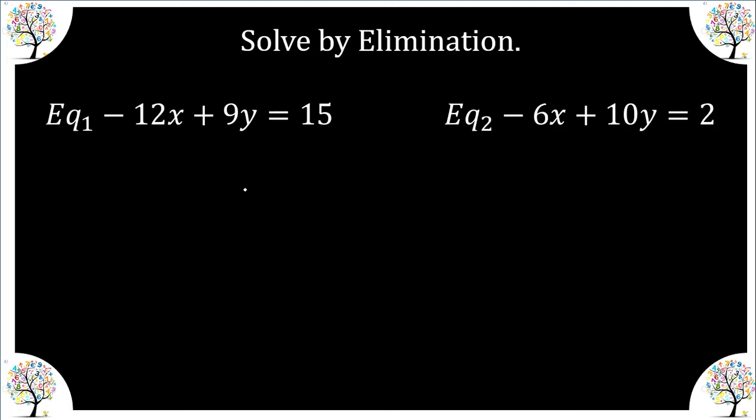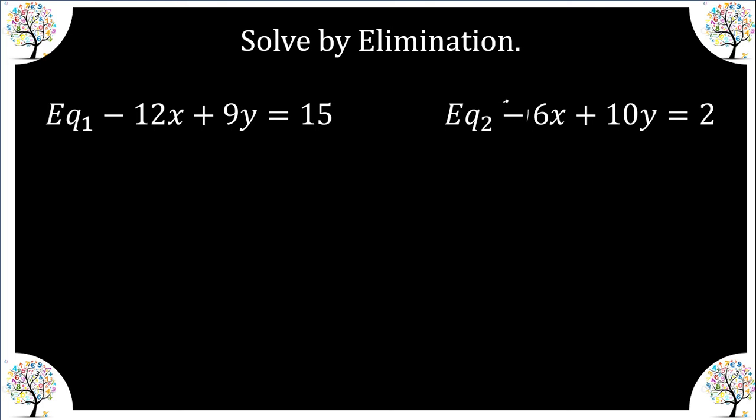Now let's use the method of elimination. We need a pair of opposite variables. We have negative 12x, a 9y, a negative 6x, and a 10y. So I'm looking at these two, and we could easily make this become a positive 12x, a lot easier than making this 9y and this 10y have the same or opposite coefficients.